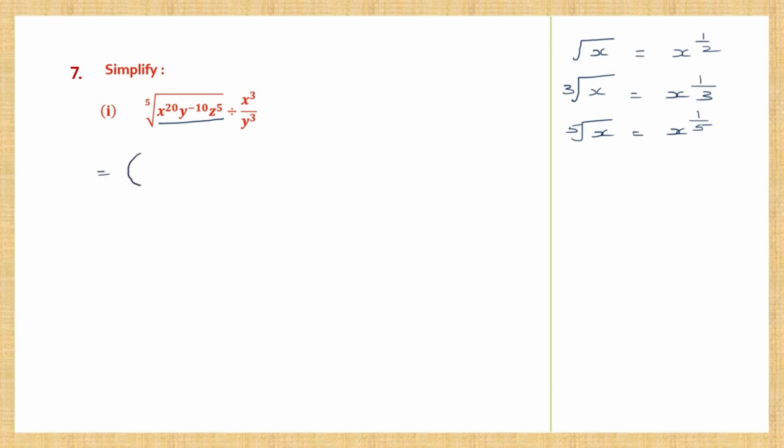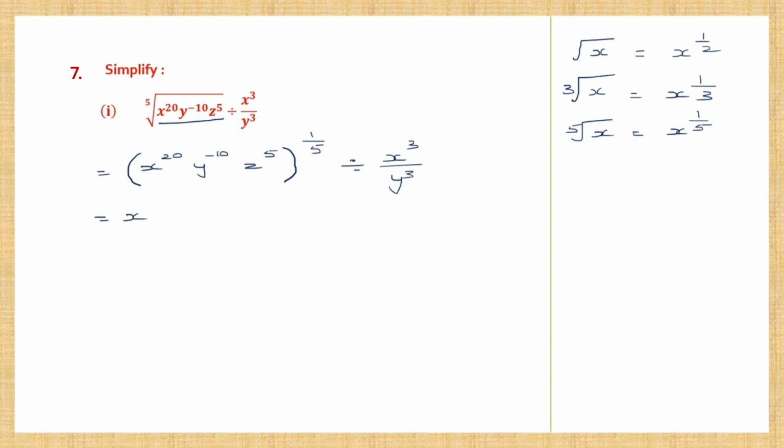So let's write all these inside, that is x raised to the power of 20 into y raised to the power of minus 10 into z raised to the power of 5. We are removing the root sign, so it becomes raised to the power of 1 by 5 because it is root 5. Then the rest remains the same, divided by x to the power of 3 by y to the power of 3. So now we're going to use the power law. So we're going to multiply this power with this power.